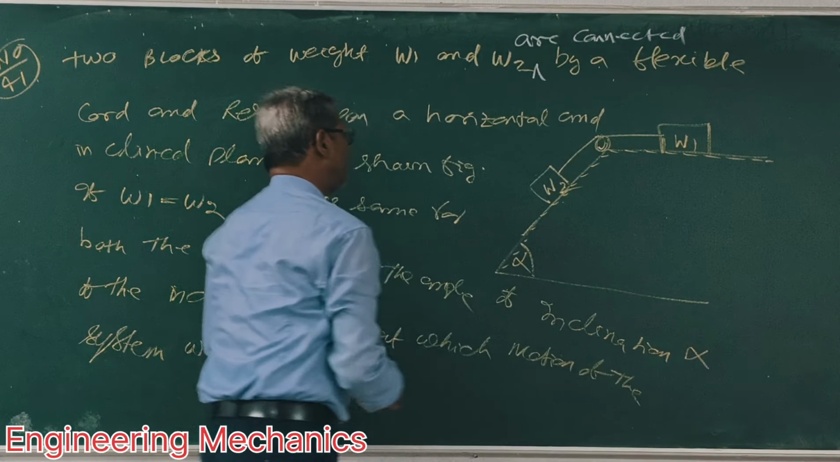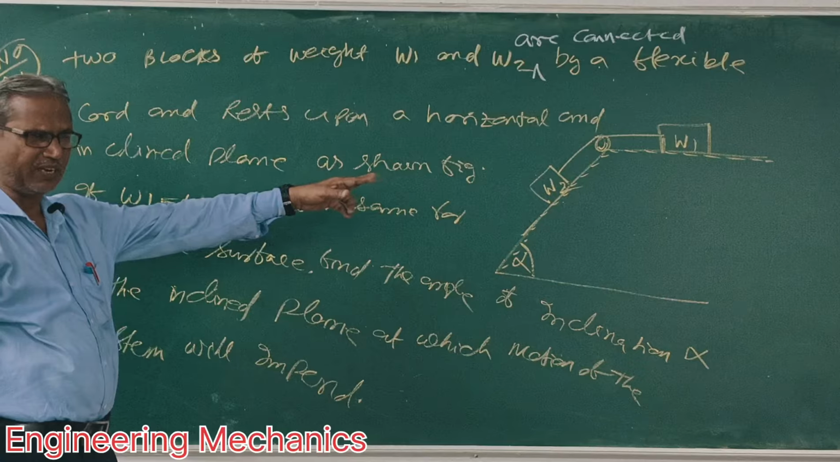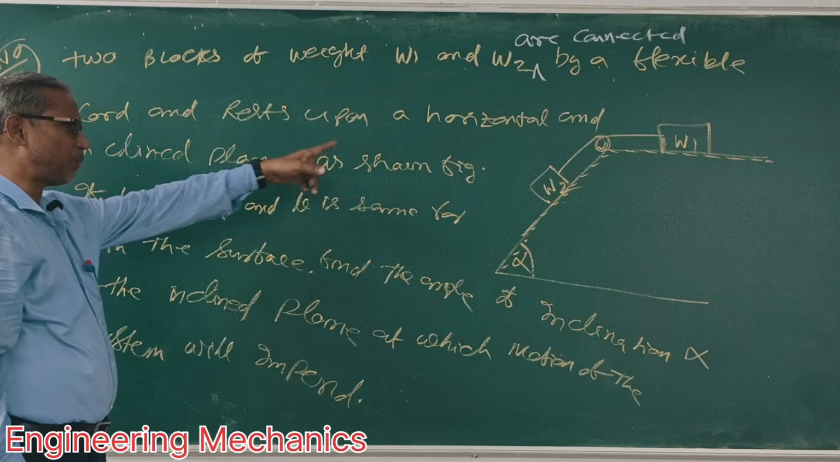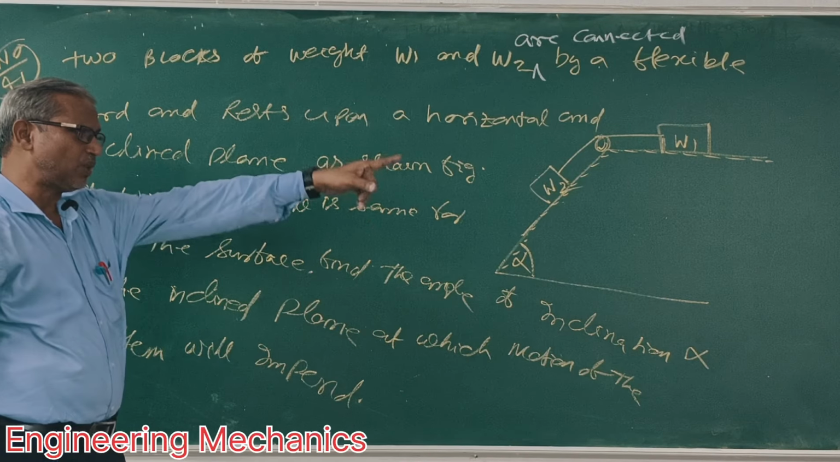Connected by a flexible cord. This is cord, wire or string. Rests upon a horizontal and an inclined plane. This is the horizontal plane, this is the inclined plane. Block 1 stands on the horizontal plane, block 2 stands on the inclined plane, as shown in the figure.